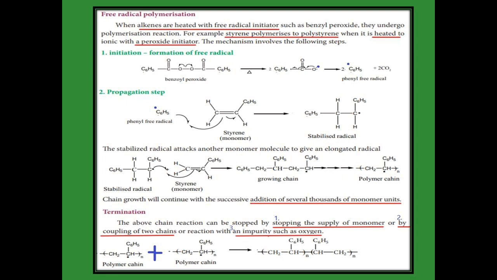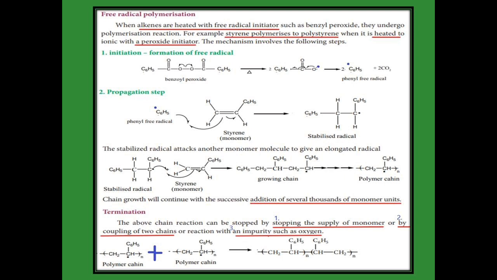For example, styrene, an alkene, is polymerized to polystyrene when heated with a peroxide initiator. The peroxide used here is benzoyl peroxide. There are three steps in free radical polymerization. The first step is initiation, initiated with the help of benzoyl peroxide. The second step is propagation. The third step is termination.